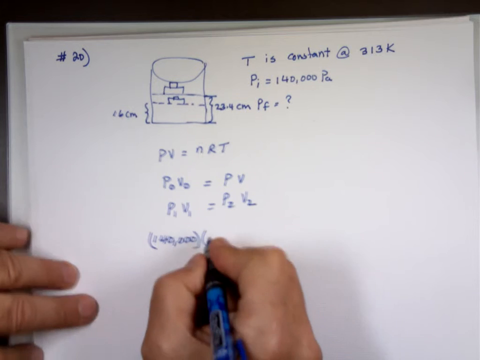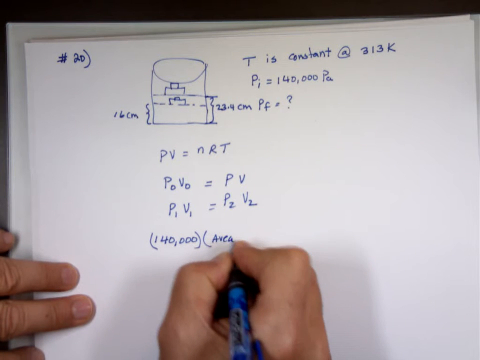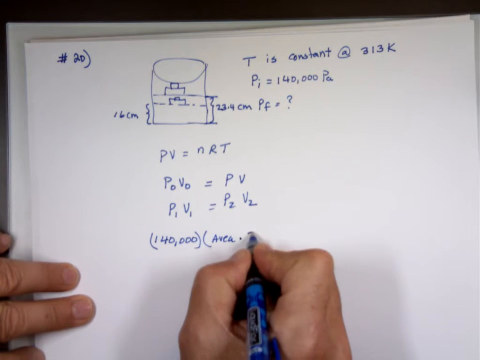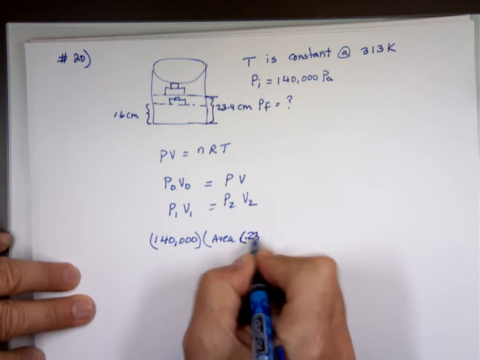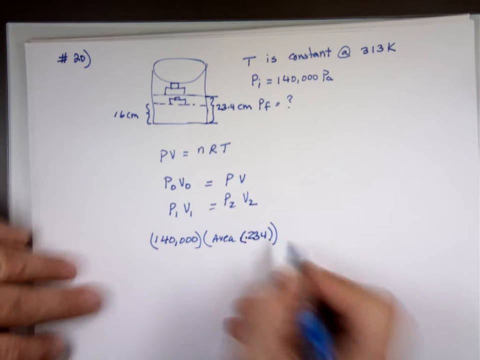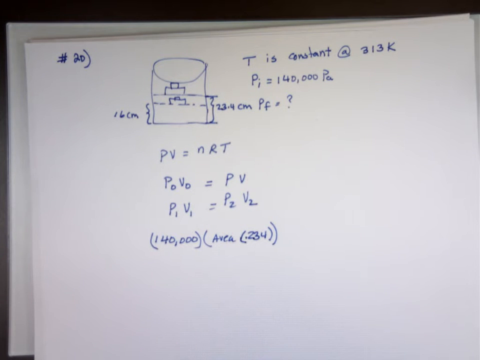Area times the height. What was the height? 23.4 or 0.234 meters. The cross-section area, which is pi r squared, times the height.